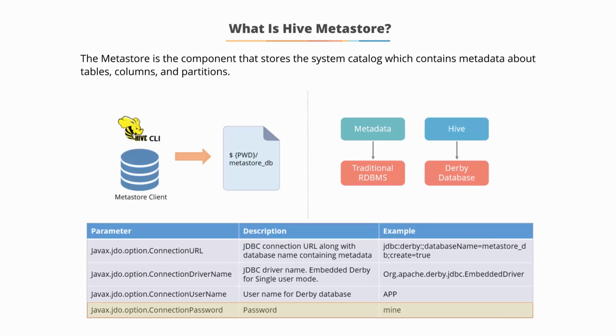There are a number of primary attributes that must be configured for a Hive Metastore. Some of them include the URL connection, the driver connection, the user ID connection, and the password connection.